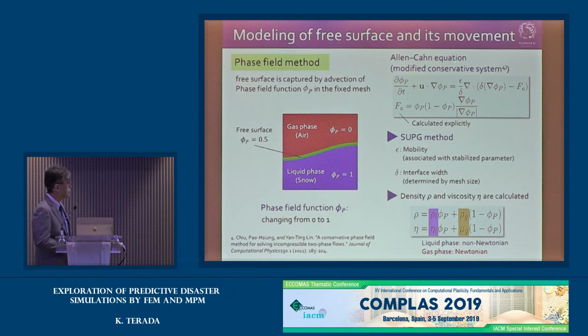To capture the movement of this interface, we solve the Allen-Cahn equation for the modified conservative system here. Here we have the f that can be calculated by using the value at the previous time step. To suppress the instability due to the advection, again, we utilize the stabilized method, the SUPG method. Here, epsilon is the mobility associated with the stabilized parameter, and also delta is the interface width that can be determined by the mesh size.